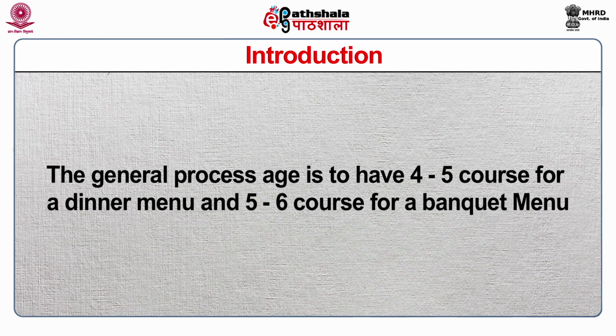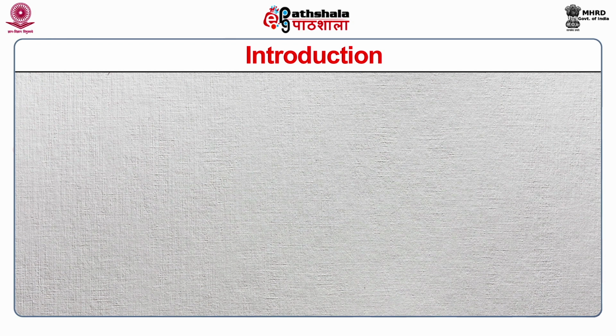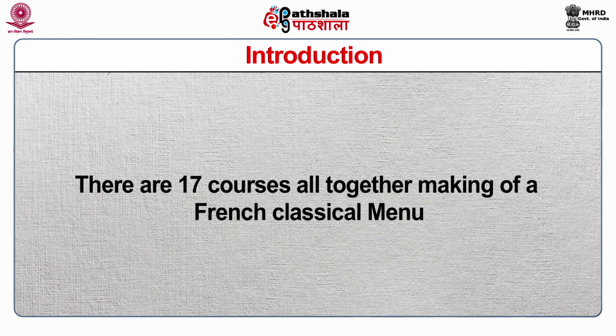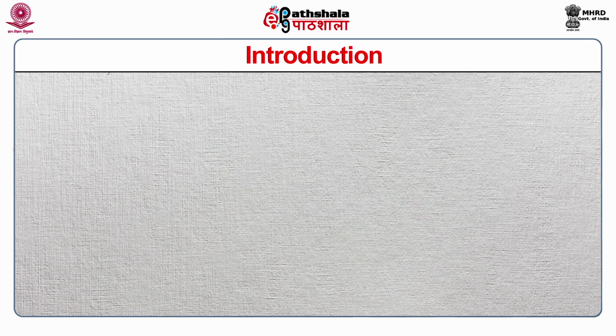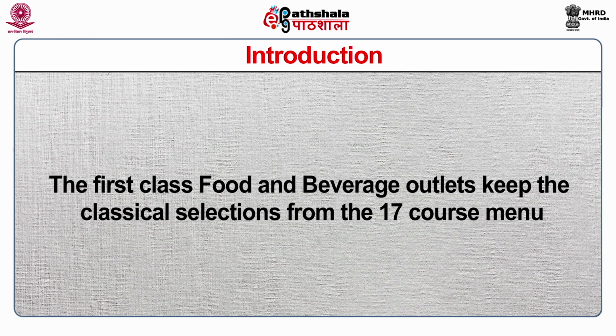The general practice is to have 4 to 5 courses for a dinner menu and 5 to 6 courses for a banquet menu. There are 17 courses altogether making up a French classical menu. But in recent trends, there are only 11 courses taken out from the 17 courses. The first class food and beverage outlets keep the classical selections from the 17 course menu.